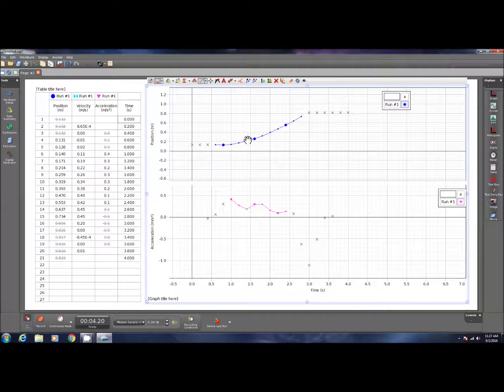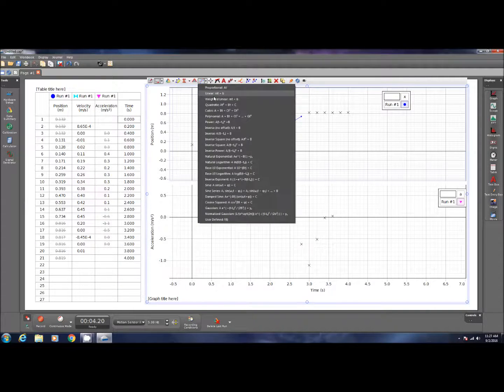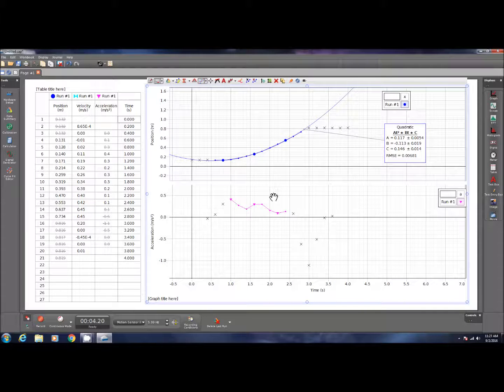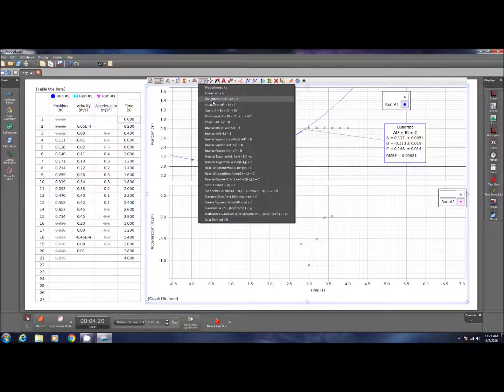I am going to do a fit to curve on the position, and the fit to curve is right here. Very handy. It's quadratic, and let's see how it looks. And that looks pretty nice. Okay, and I'm going to do a fit to curve right here on the acceleration. It's right there in the area.